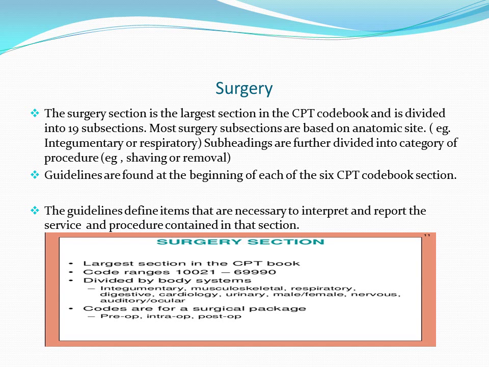Unit 11 Surgery. The surgery section is the largest section in the CPT codebook and is divided into 19 subsections. Most surgery subsections are based on anatomic site, for example integumentary or respiratory. Subheadings are further divided into categories of procedure, for example shaving or removal. Guidelines are found at the beginning of each of the 6 CPT codebook sections. The guidelines define items that are necessary to interpret and report the services and procedures contained in that section.